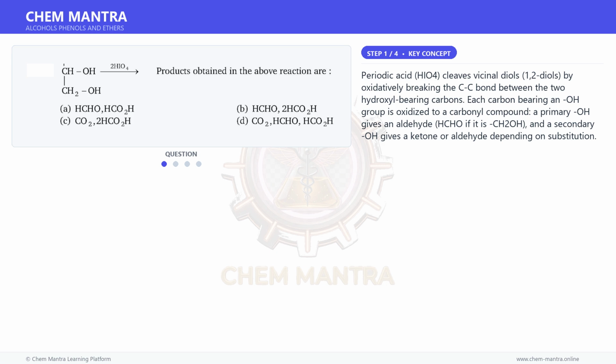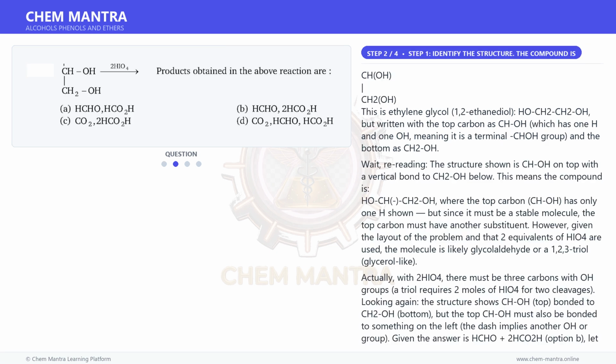carbons. Each carbon bearing an OH group is oxidized to a carbonyl compound. A primary OH gives an aldehyde, HCHO if it is CH2OH, and a secondary OH gives a ketone or aldehyde depending on substitution. Moving on to the next step.